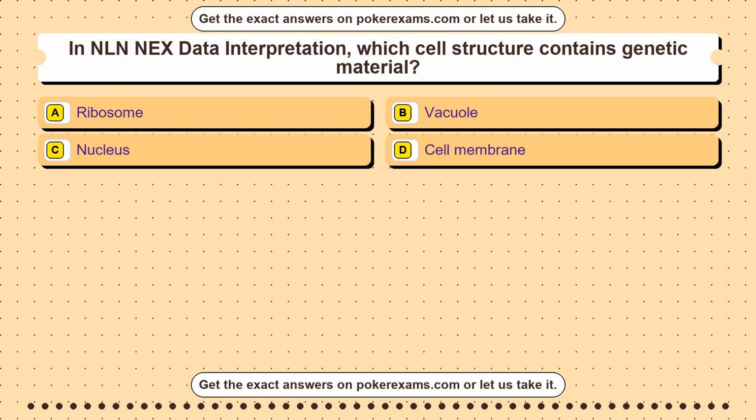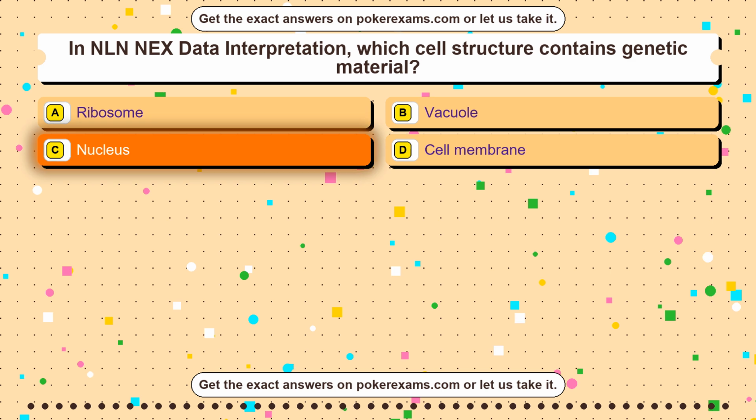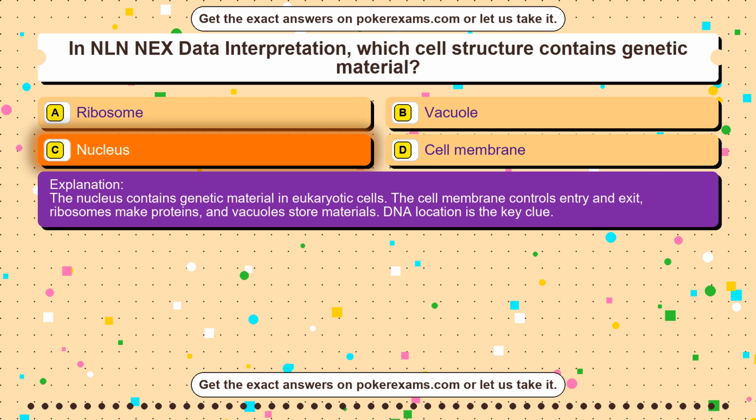Question 3. In NLN NEX Data Interpretation, which cell structure contains genetic material? Option A ribosome. Option B vacuole. Option C nucleus. Option D cell membrane. The correct answer is option C. Nucleus. The nucleus contains genetic material in eukaryotic cells. The cell membrane controls entry and exit, ribosomes make proteins, and vacuoles store materials. DNA location is the key clue.